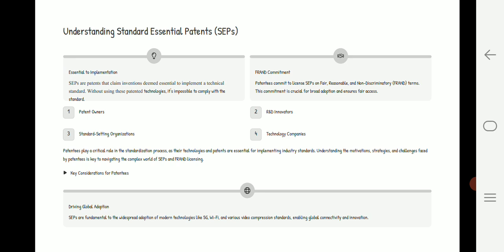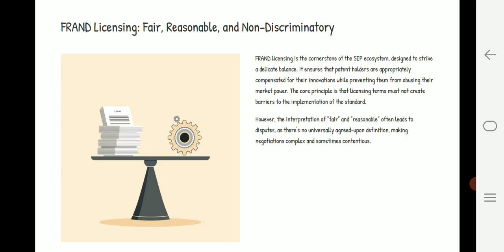Coming to driving global adoption, SEPs are fundamental to the widespread adoption of modern technologies like 5G, Wi-Fi, and various video compression standards like JPEG or PNG, enabling global connectivity and innovation. To know about FRAND licensing in depth, like what fair, reasonable, and non-discriminatory mean, you can see the picture shown, where legal equals ecosystem. Only when that is possible can we say the ecosystem policies and patents are equal for everyone.